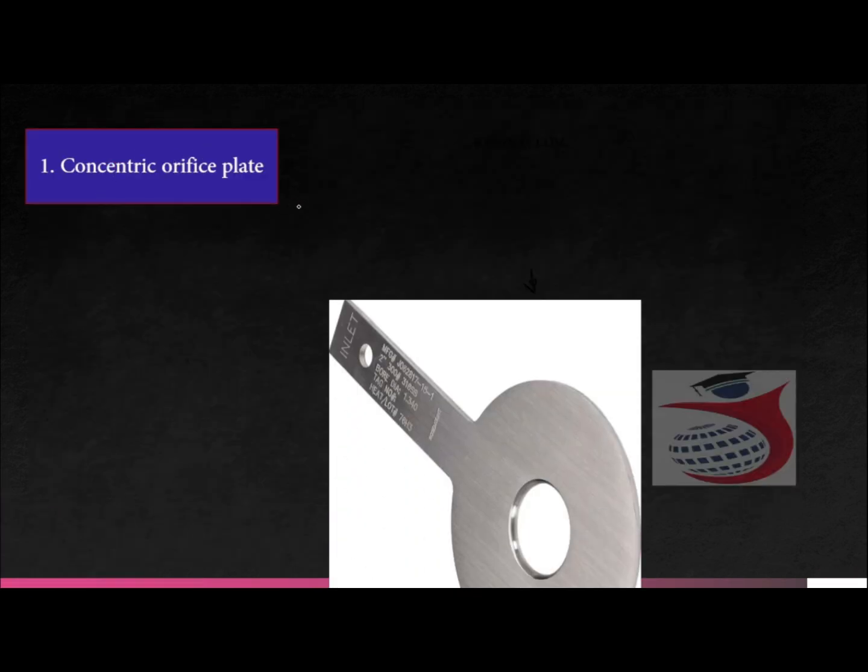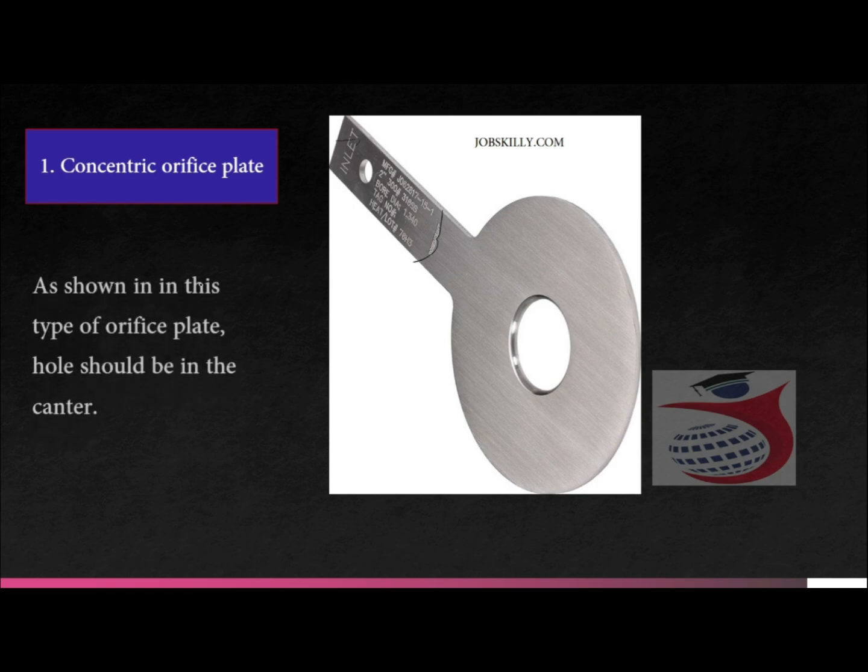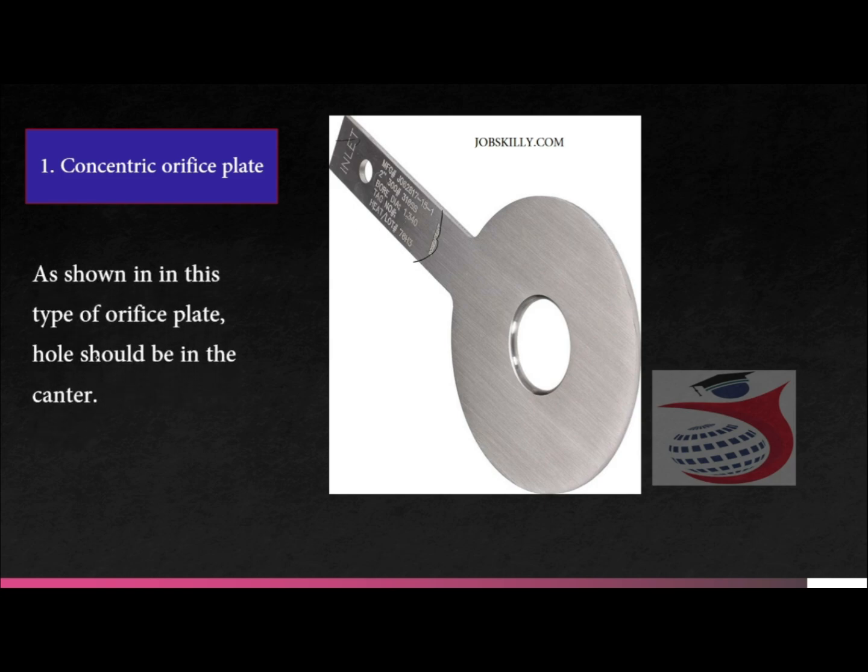Concentric workpiece plate. This is the concentric workpiece plate. Here the hole is in the center. On the workpiece plate, all details are written, such as the inlet. We will learn these in the data sheet of the workpiece plate. There we will learn what the use of this is. As shown in this type of workpiece plate, the hole should be in the center.